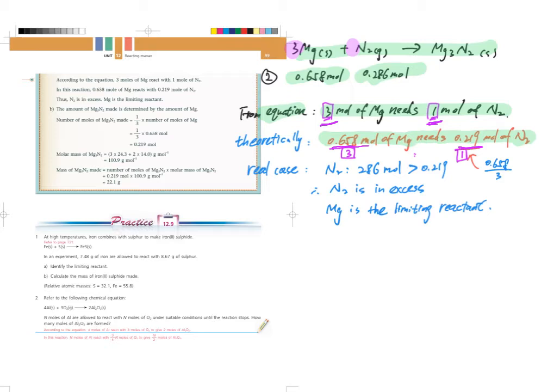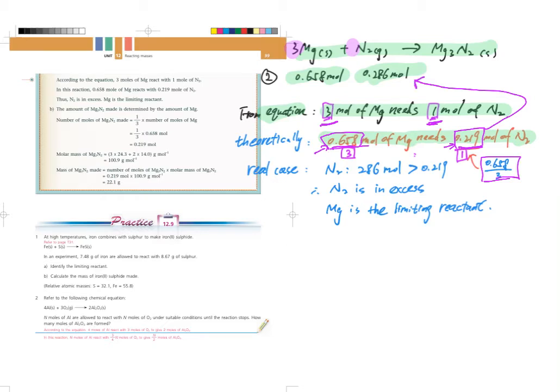How do we get the 0.219? We just use 0.658 divided by 3, then we get 0.219. You can use a calculator to calculate 0.658 divided by 3. Then the ratio is still equal to 3. Then we can compare these two numbers, 0.219 and 0.286.